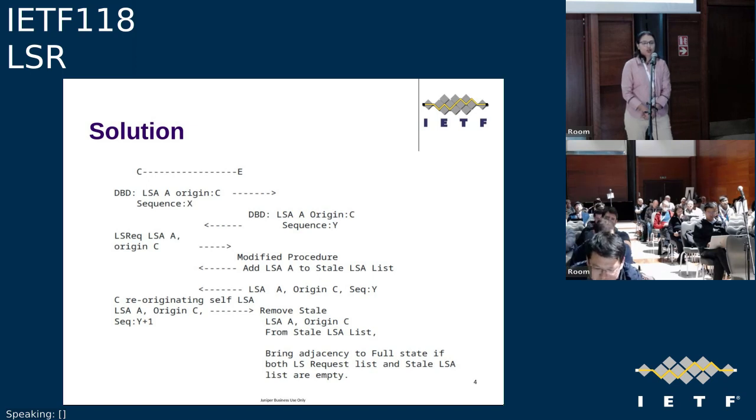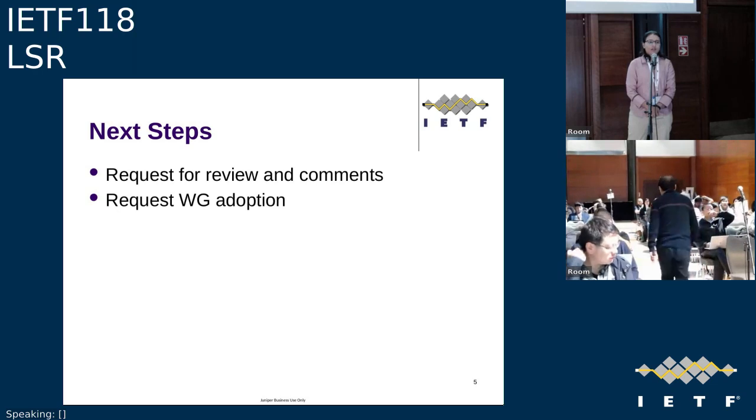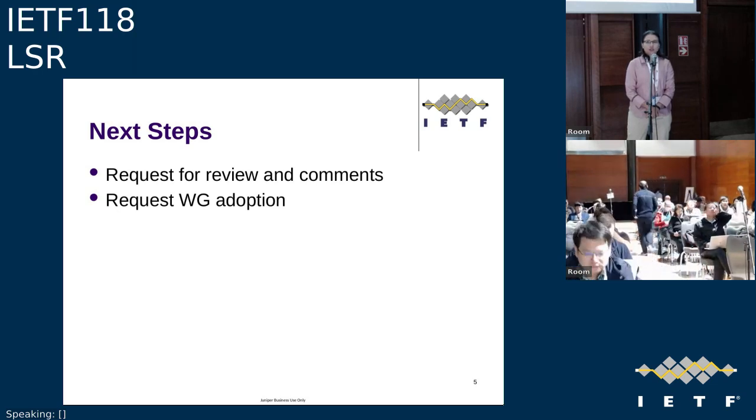So in the procedure here, C will send an LSA request for Y, and then E will flood LSA A with sequence number Y. Because C is the originator of the LSA, it re-originates the self LSA with Y plus one. When that happens, E has received the latest LSA, removes the stale marking, and brings up the adjacency with C. So this is the modified procedure. We request review and comments and request working group adoption.